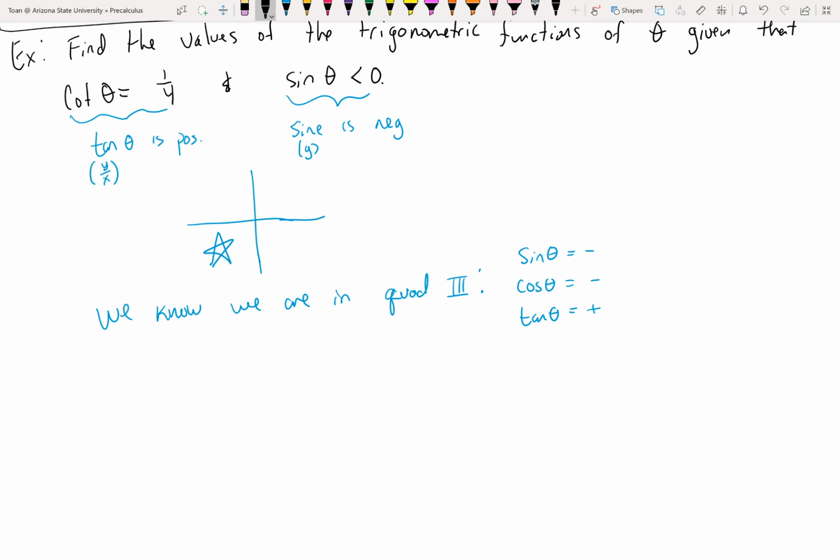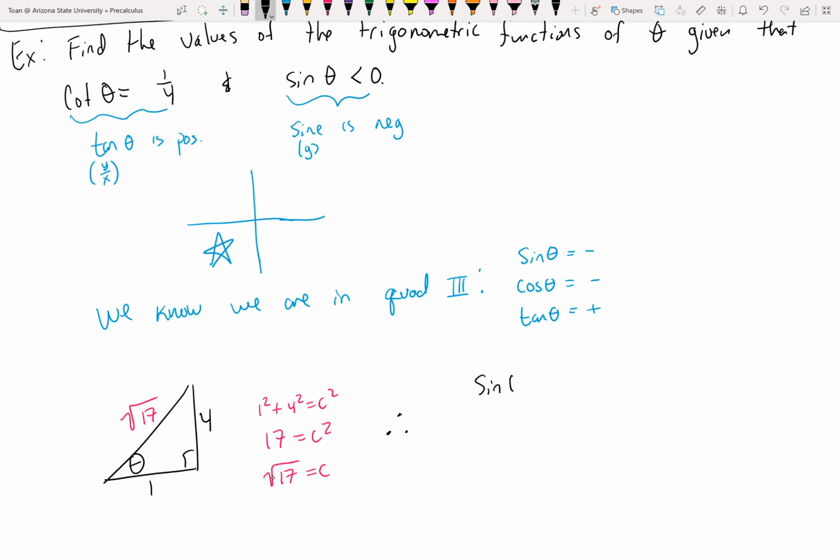They gave me cotangent of theta as 1/4, so I can draw a triangle, put theta wherever I want. Cotangent is adjacent over opposite, so I know that the adjacent over opposite is 1/4, and then I can use Pythagoras' theorem to figure out the rest, right? 1 squared plus 4 squared equals c squared, 17 equals c squared, so root 17 equals c. And then you just read your answer.